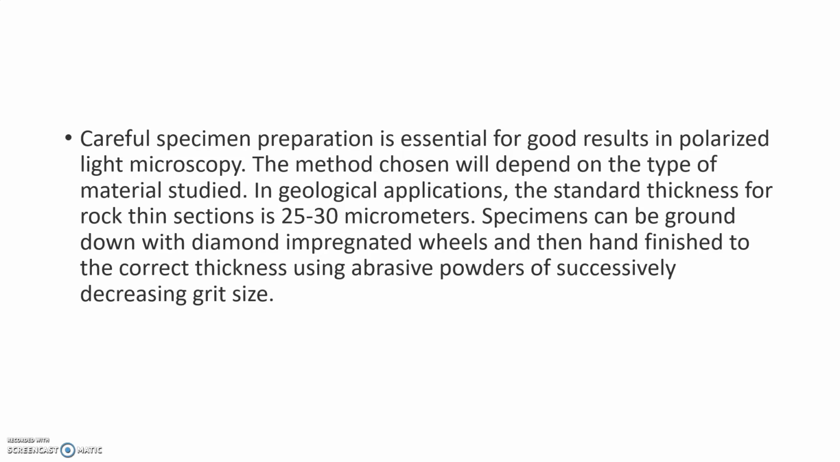Careful specimen preparation is essential for obtaining good results in polarized light microscopy. The method chosen will depend on the type of material studied. In geological applications, the standard thickness for rock thin sections is 25 to 30 micrometers. The specimen can be ground down with diamond impregnated wheels and then hand finished to the correct thickness using abrasive powders of successively decreasing grit size.